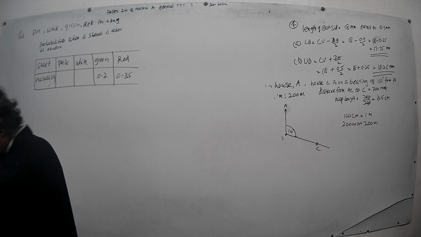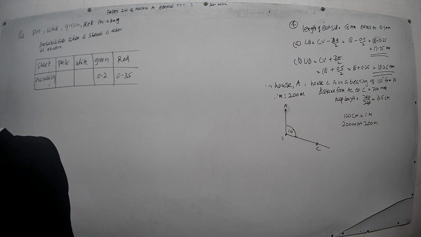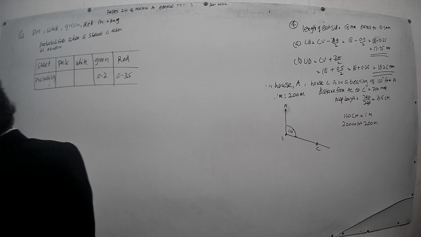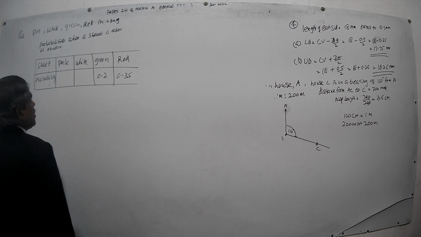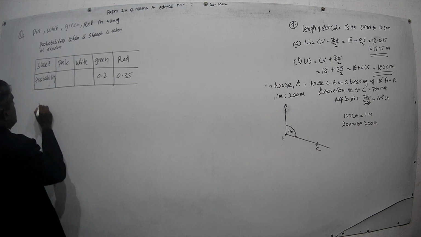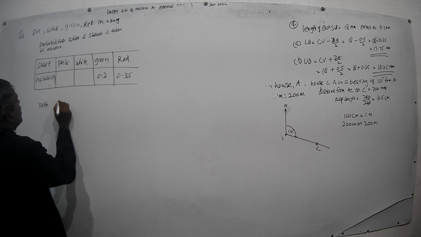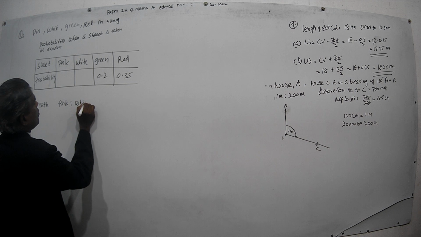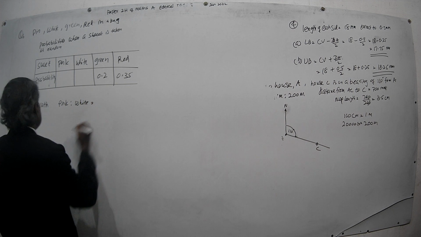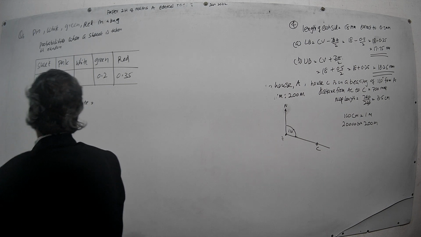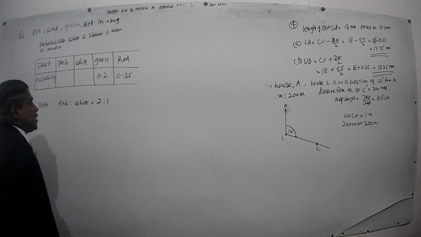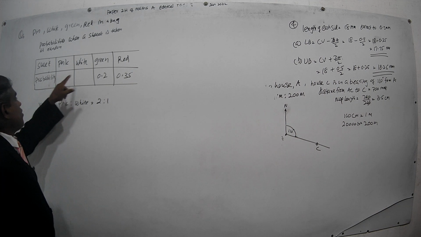0.35. Now they ask for the ratio of the number of pink sweets to the number of white sweets. Pink is to white equals how much? Pink is to white equals 2:1. Therefore, the ratio between the probabilities of pink and white is also 2:1.